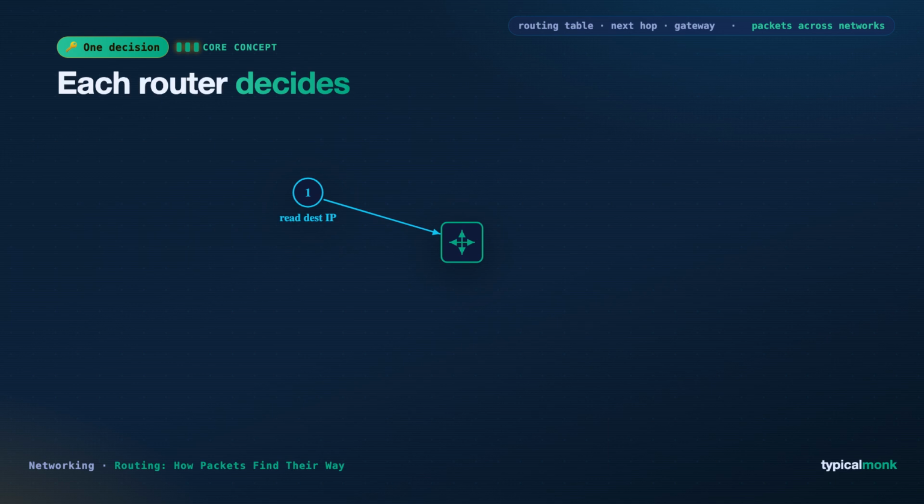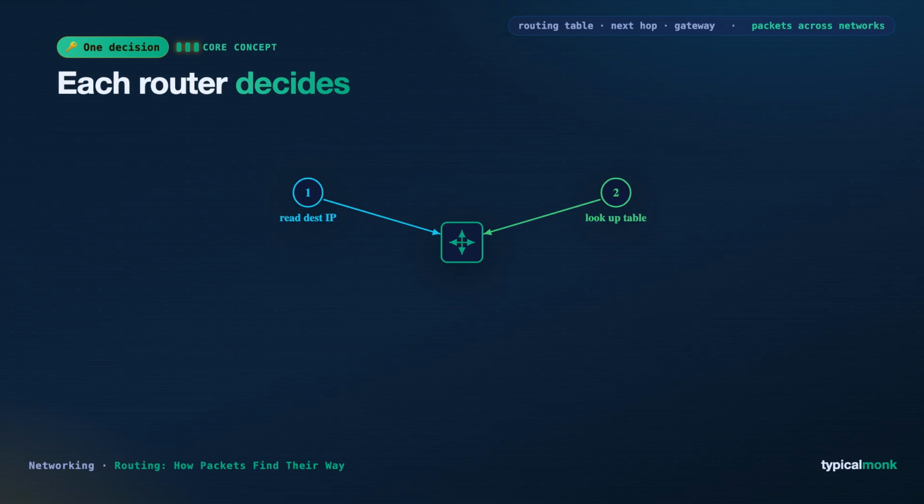Let us zoom in on that repeated decision, because its uniformity is what makes the whole system work. At every single hop, every router does exactly the same three things. First, it reads the destination IP address of the packet. Where is this going? That destination never changes as the packet travels. This is the goal, stamped on the packet from the start. Second, it looks that destination up in its own routing table, finding either a specific matching route or falling back to its default gateway. This is where each router applies its own local knowledge of the networks around it.